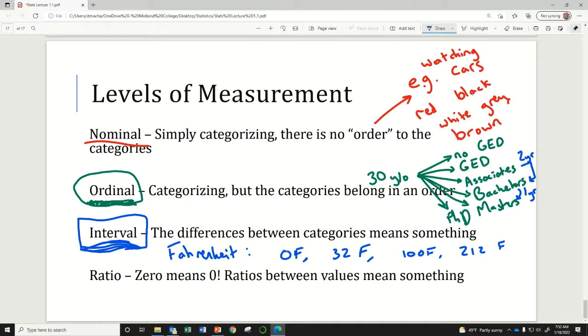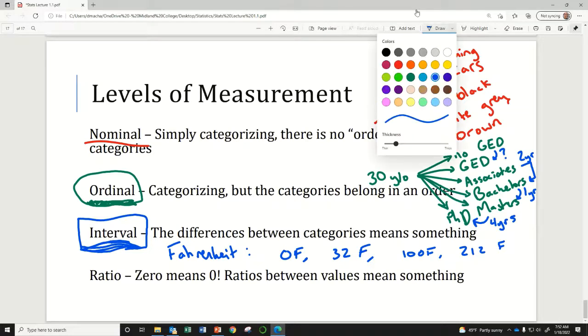Going from no GED to having a GED could take a variable amount of time, depending on where you're at before you go into the program. And then going from a master's to a PhD usually takes many years, so maybe something like 4 years, right? Just because these are consecutive categories, it doesn't necessarily mean that the difference between those categories is always the same.